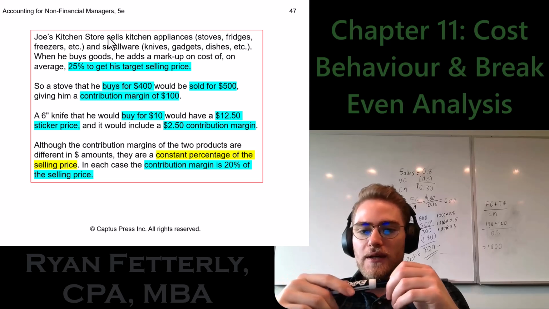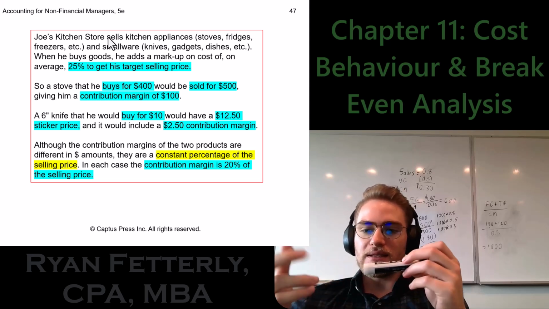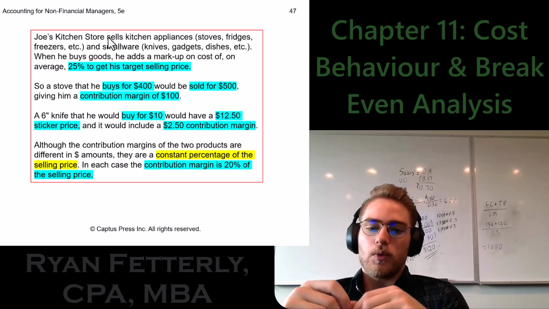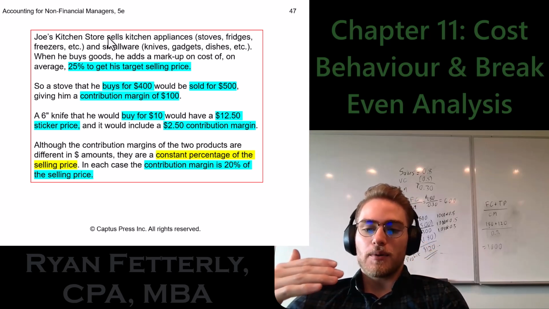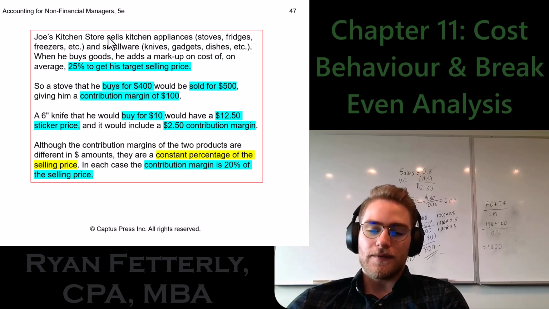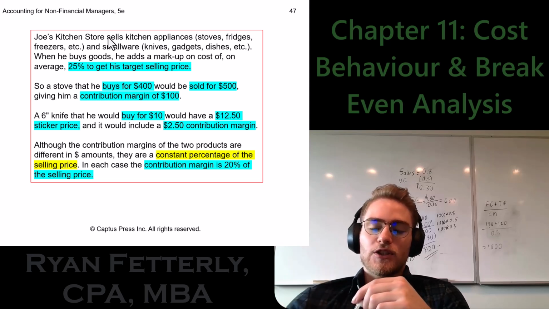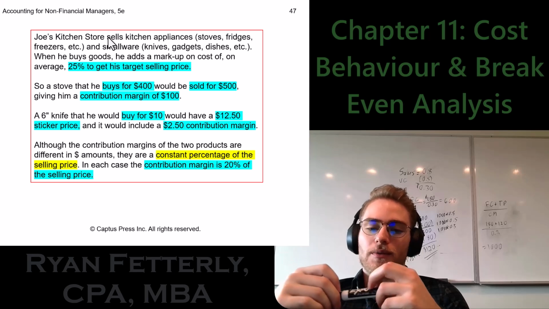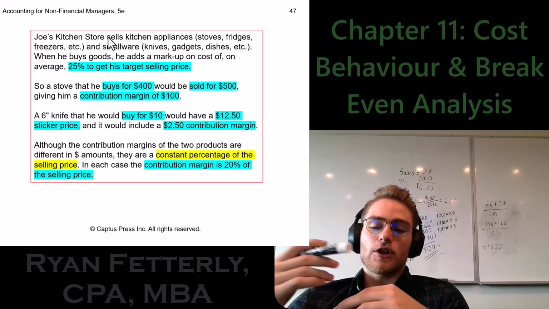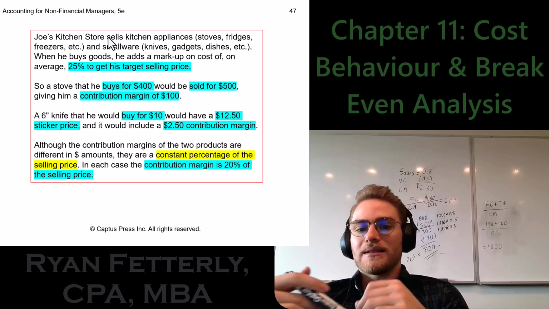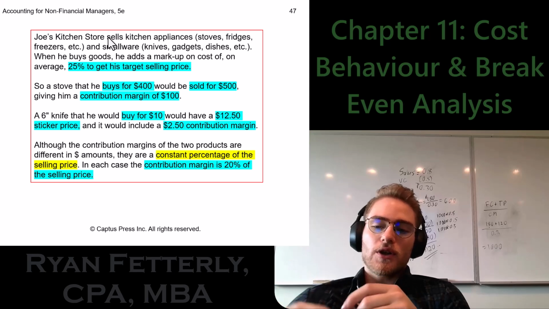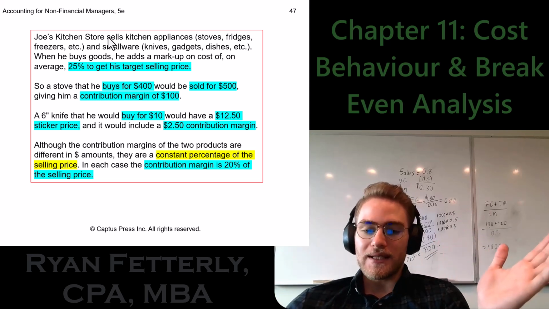So a 6-inch knife that he would buy for, say, $10 would have a $12.50 sticker price, right? Because 25% of $10 is $2.50. So I add that $2.50 to my cost to get my price of $12.50. This would include that $2.50 contribution margin, because the contribution margin is very simply the difference between the $12.50 sales price minus the $10 in costs per unit. So the contribution margins for the two products are different in dollar amounts.